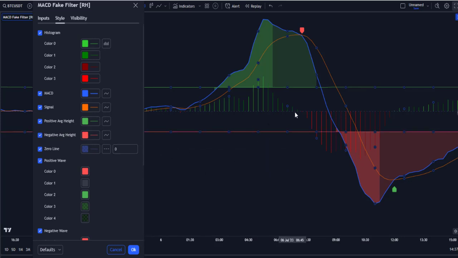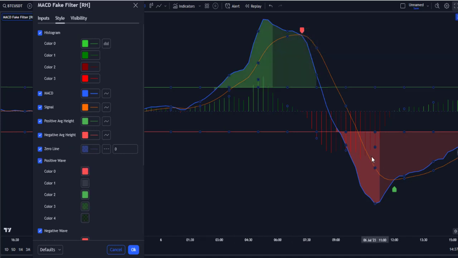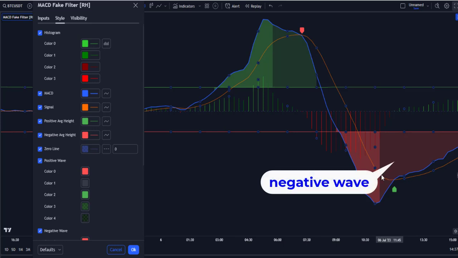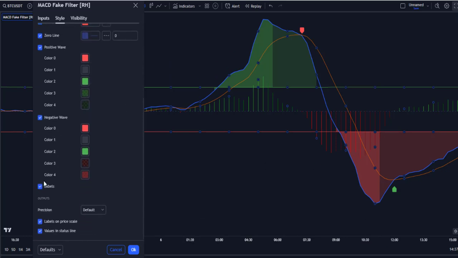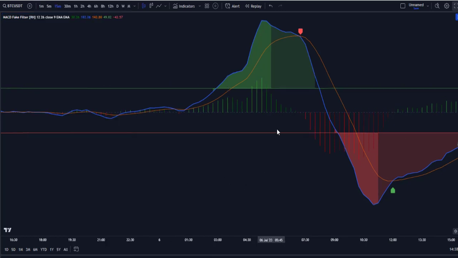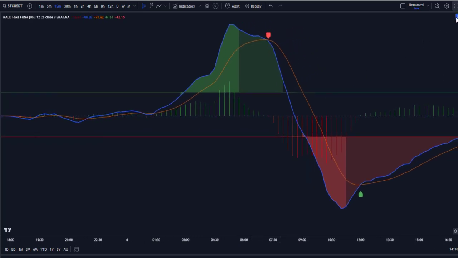Then, the green wave that forms when the MACD line crosses above the positive average height is called the positive wave, and the red wave that forms when the MACD line crosses below the negative average height is called the negative wave. And lastly, the dot that the indicator shows when the MACD line crosses the signal line is called the label. In this strategy that I'm sharing with you, the label will serve as the entry signal. The green will serve as the buy signal, while the orange will serve as the sell signal. Knowing everything about the features of the indicator, let's explain more how the indicator works.